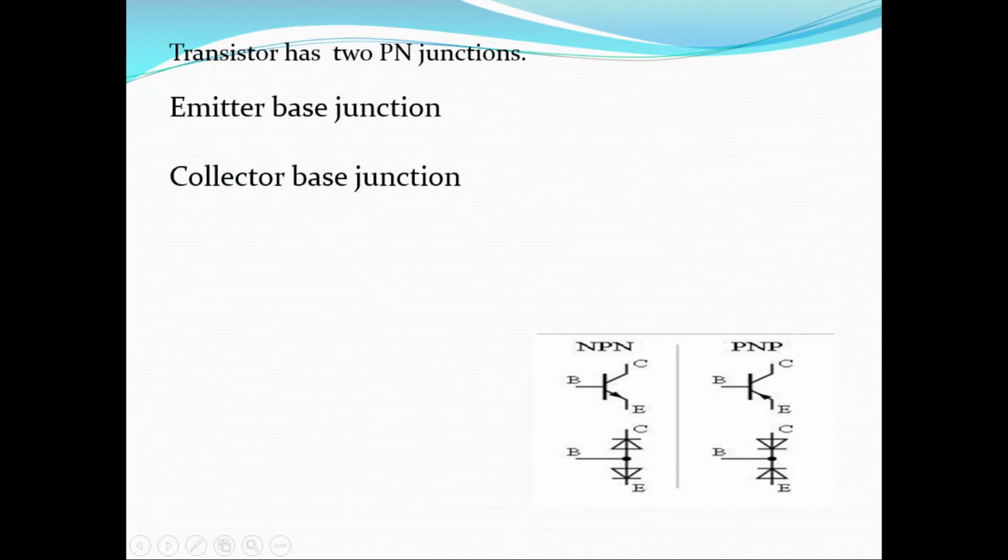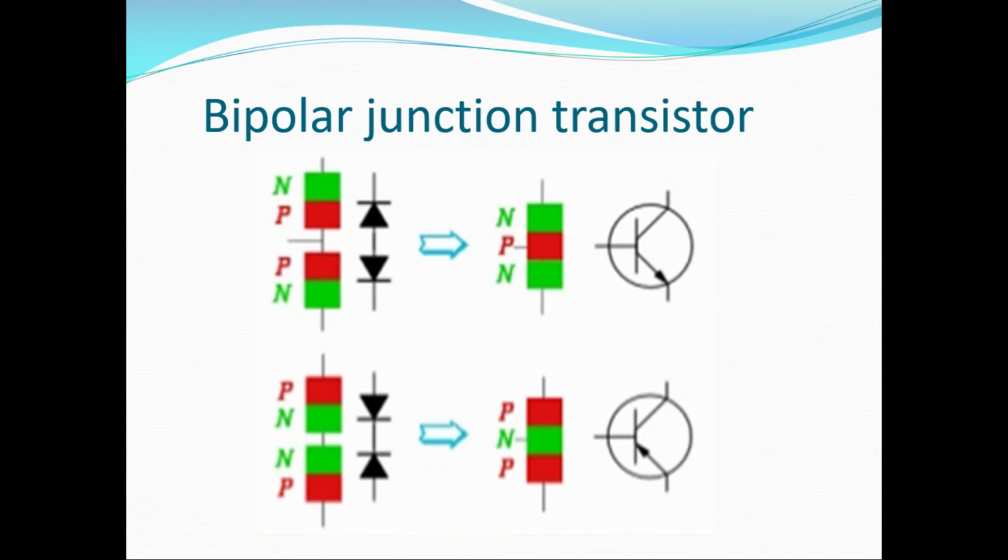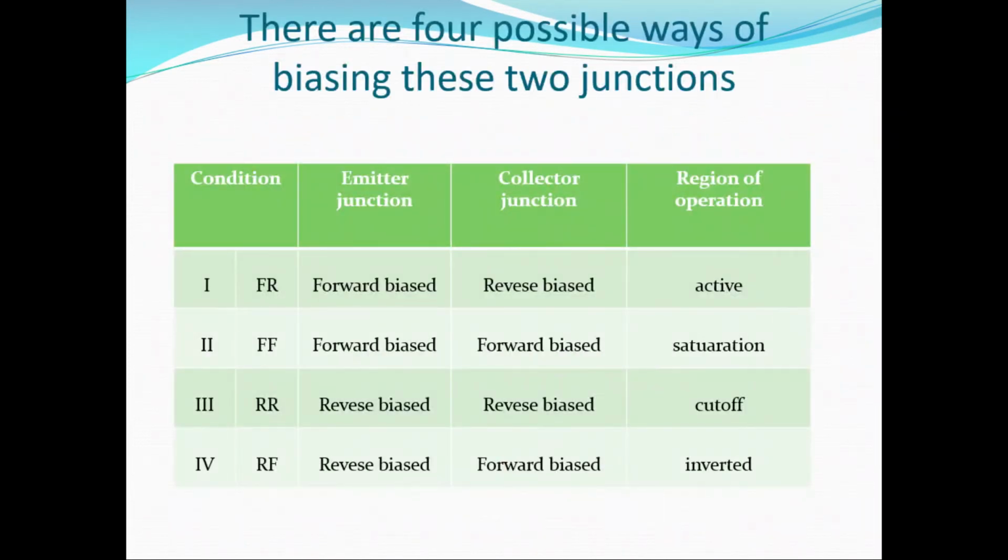Transistor has two PN junctions, emitter base junction and collector base junction. Emitter base junction can be denoted by a diode and collector base junction by another diode. It is shown in the figure below. There are four possible ways of biasing these two junctions.